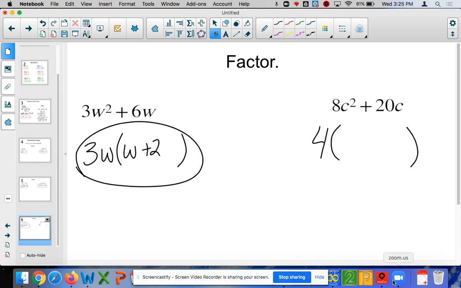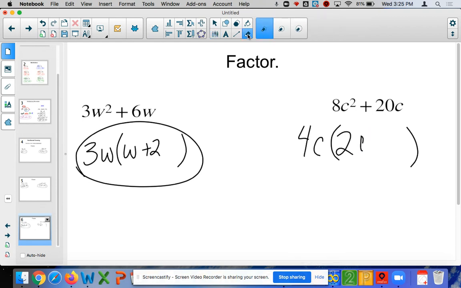Now, 4 times what is 8? That's 2, like I said. Am I missing something? Maybe you caught it, maybe you didn't. I forgot to factor out a c. Why do I have to factor out a c? Because both of them have at least one c. So I factor out the 4c.